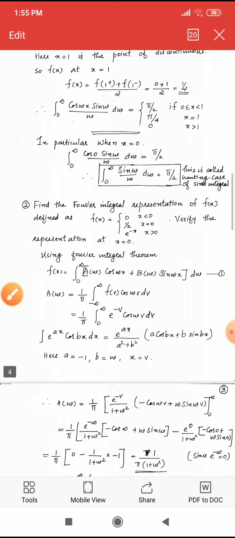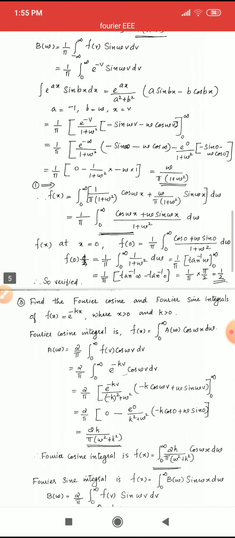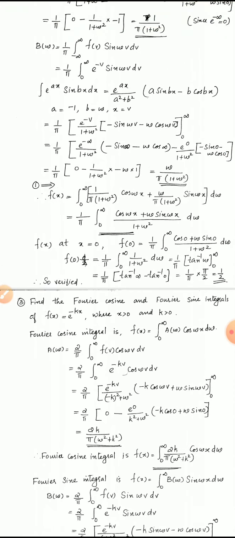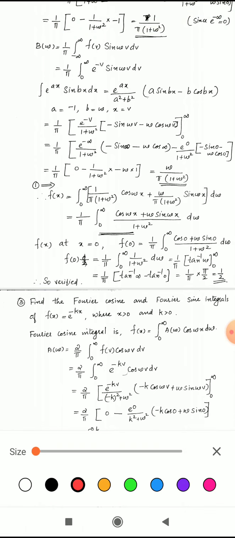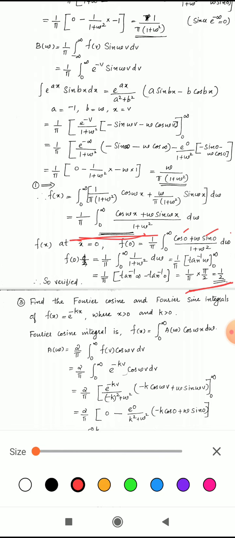One more question is to verify the representation at x equals 0. So we got f(x) equal to this, and substituting x equals 0 in this equation, f(0) equals 1/pi times the integral from 0 to infinity of (cos 0 plus omega sin 0) by (1 plus omega square) d omega. We know that cos 0 is 1 and sin 0 is 0. So substituting those values, we get f(0) equal to 1/2.